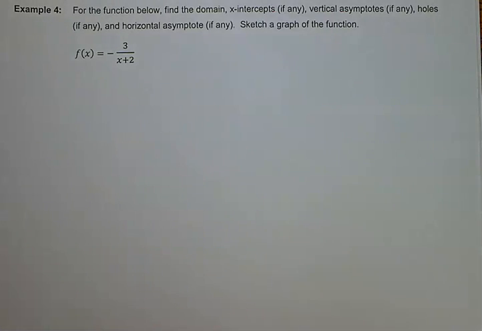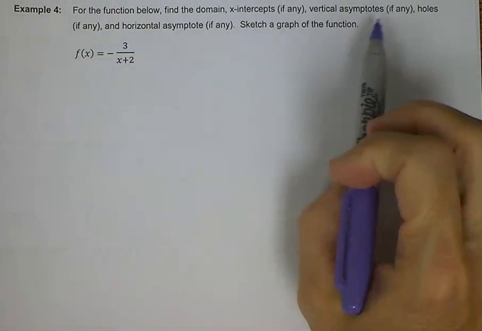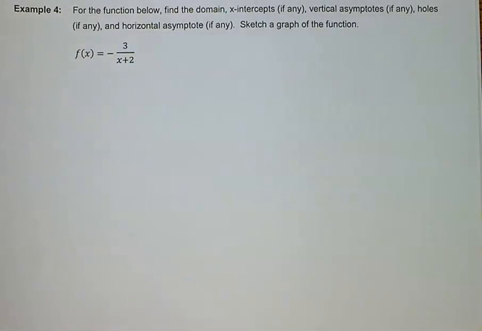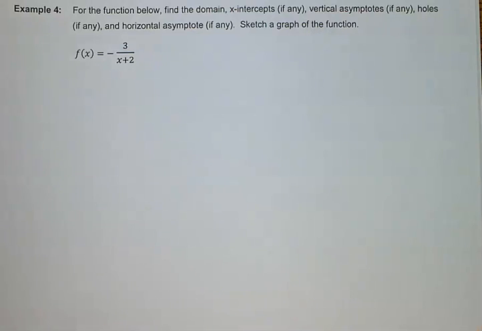Now we're going to go through the whole graphing process with this function. So we're going to find the domain, the x-intercepts, the vertical asymptotes, the holes if there are any, and the horizontal asymptote if there is one. And then we're going to sketch a graph with the help of the calculator.